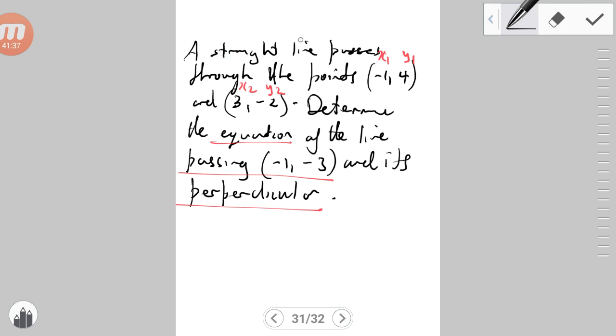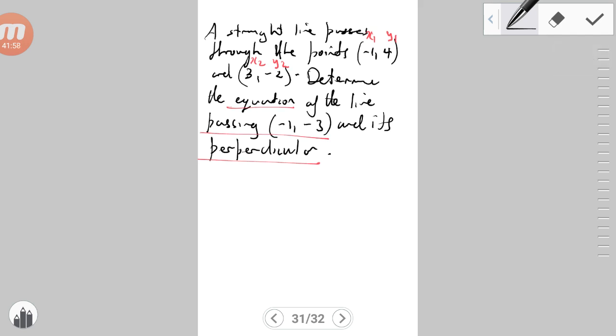It says that a straight line passes through the points (-1, 4) and (3, -2). Our task is to determine the equation of the line passing through (-1, -3) that is perpendicular to it. So we're going to go through the whole process because, of course, the keywords here are equation, passing through, and perpendicular. Let's address the perpendicular aspect. The moment we see the word perpendicular, just as when we saw the word parallel, it hints to us that we need to go ahead and find the gradient.